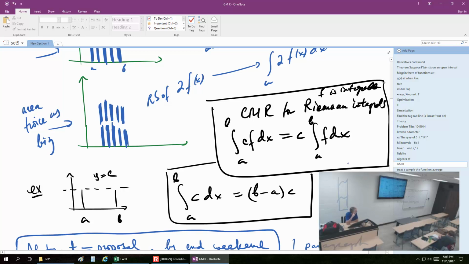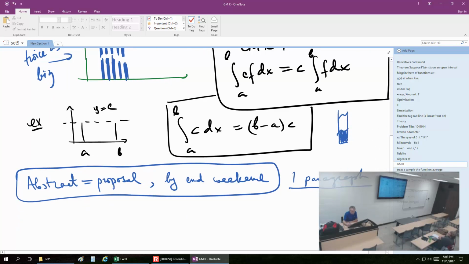So you cut it in half. It's really just like a piece of rubber. Imagine that this is drawn on a piece of rubber, and then you stretch it in the vertical direction. Every little piece of the rubber doubles, and then the area doubles too. So these are two very straightforward properties.